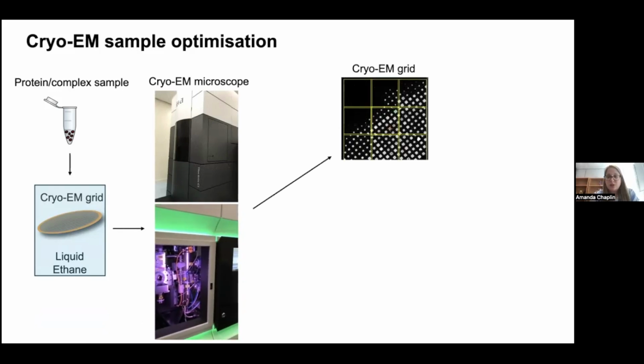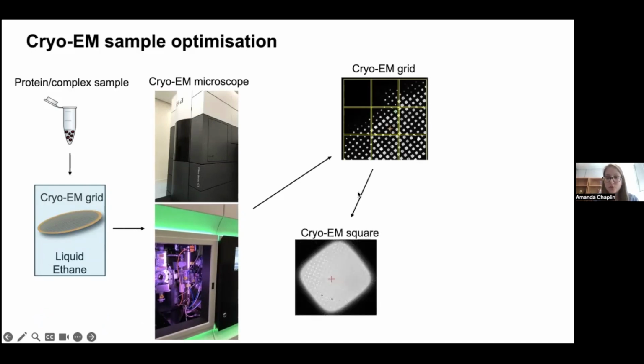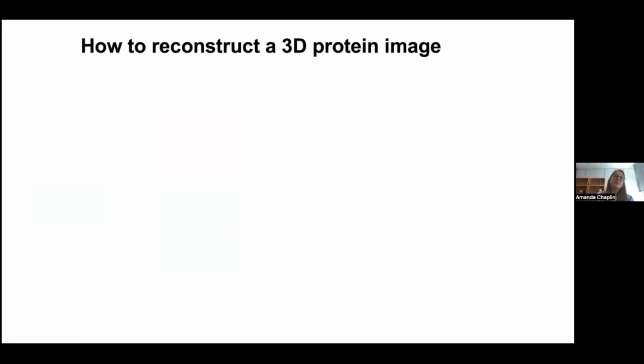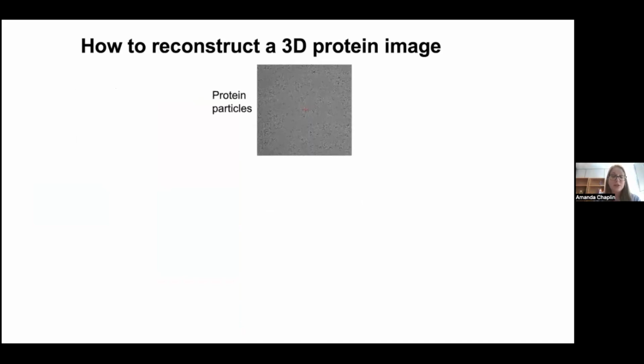So if we then zoom in, if we then look at our grid under the microscope, we can see lots and lots of squares. If we zoom in on one of those squares, we should be able to see lots and lots of holes. And if we zoom in on one of those holes, we then hope to see our protein particles that are frozen. So how do we then reconstruct a 3D protein image from these many, many different images, which we call micrographs, showing our protein particles?